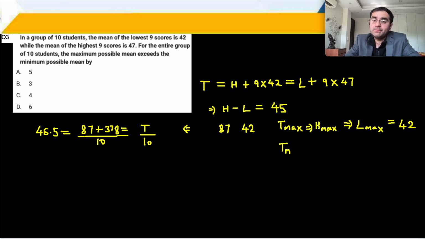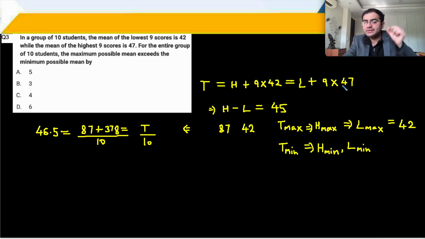Now when I want the minimum possible total, then h and L need to be the smallest possible. I try to think what is the smallest value that I can give. For example, over here L is unknown. The smallest value of h that I can give is 47, because if I give 48, I am disobeying my own instructions, since I have to minimize. If I give 48, that is possible, and somebody else among the remaining people will get a 46, right?